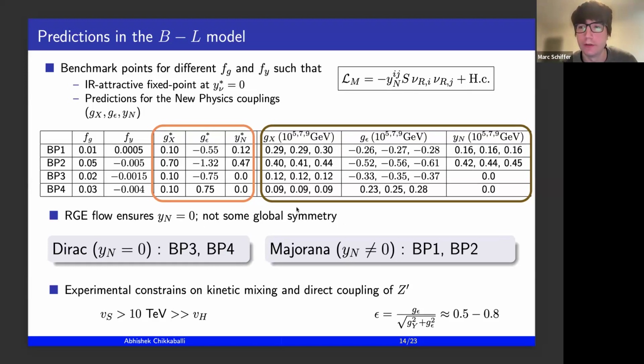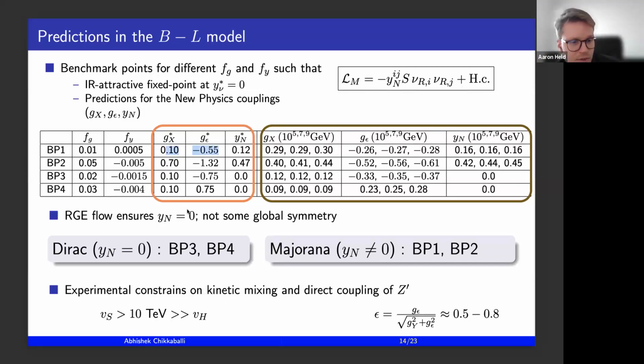Sorry, Abhishek, there is a raised hand by Aaron. Yeah, I have a quick question, and that's concerning the new gauge couplings, Gx and G epsilon. In the UV, do you demand that they come from an interacting fixed point, or do you also allow that they come from asymptotic freedom? No, for these choices here, we have demanded that this comes from interacting fixed points. So both of these are irrelevant here.